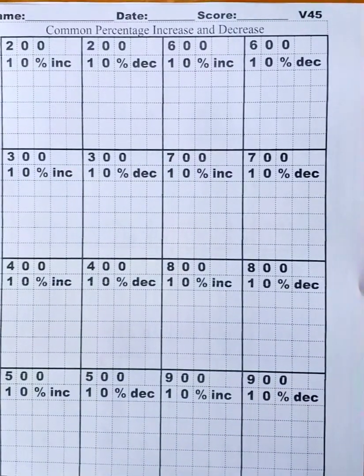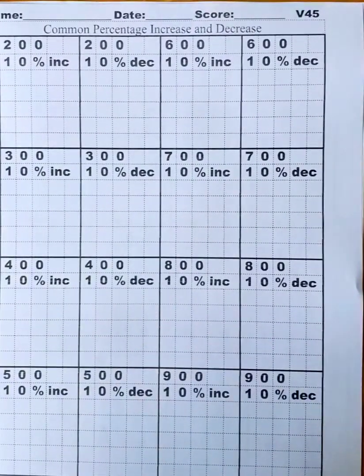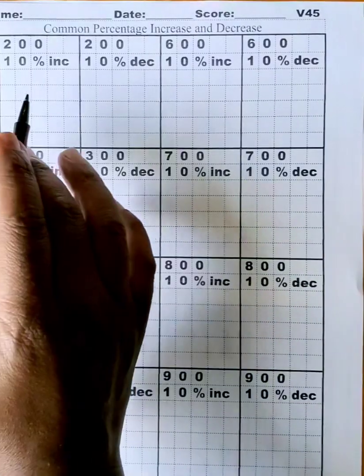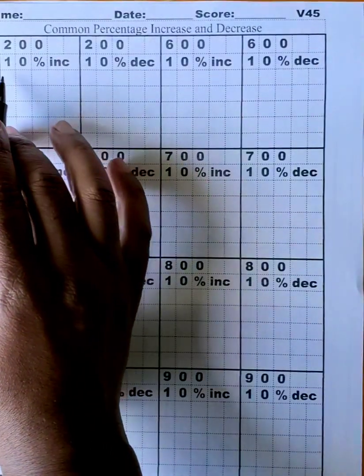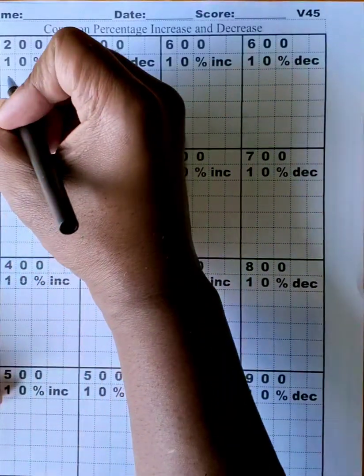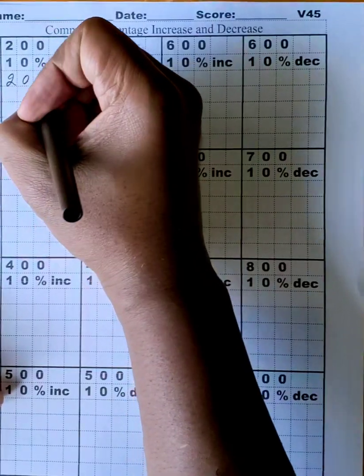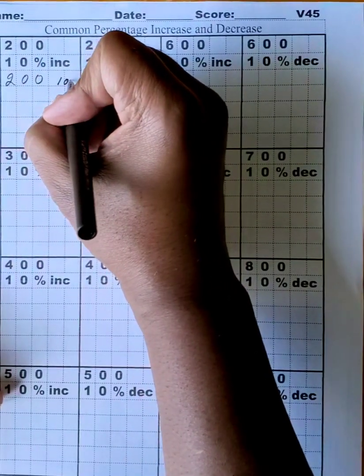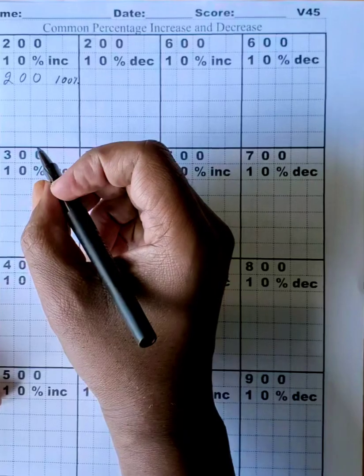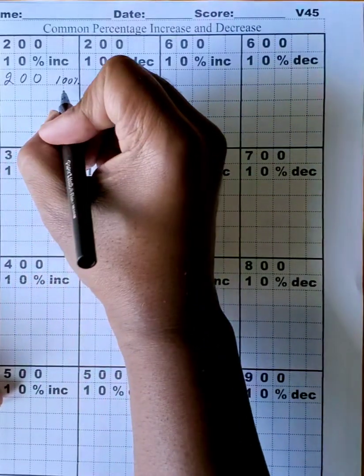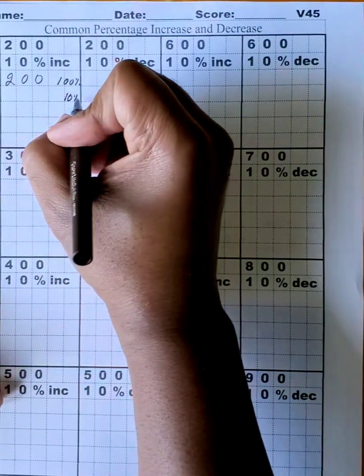Common percentage increases and decreases. First, we want to take 200 and we want to see what it looks like with a 10% increase. So let's start off with 200 itself and call that 100%. Then let's find out what 10% looks like.